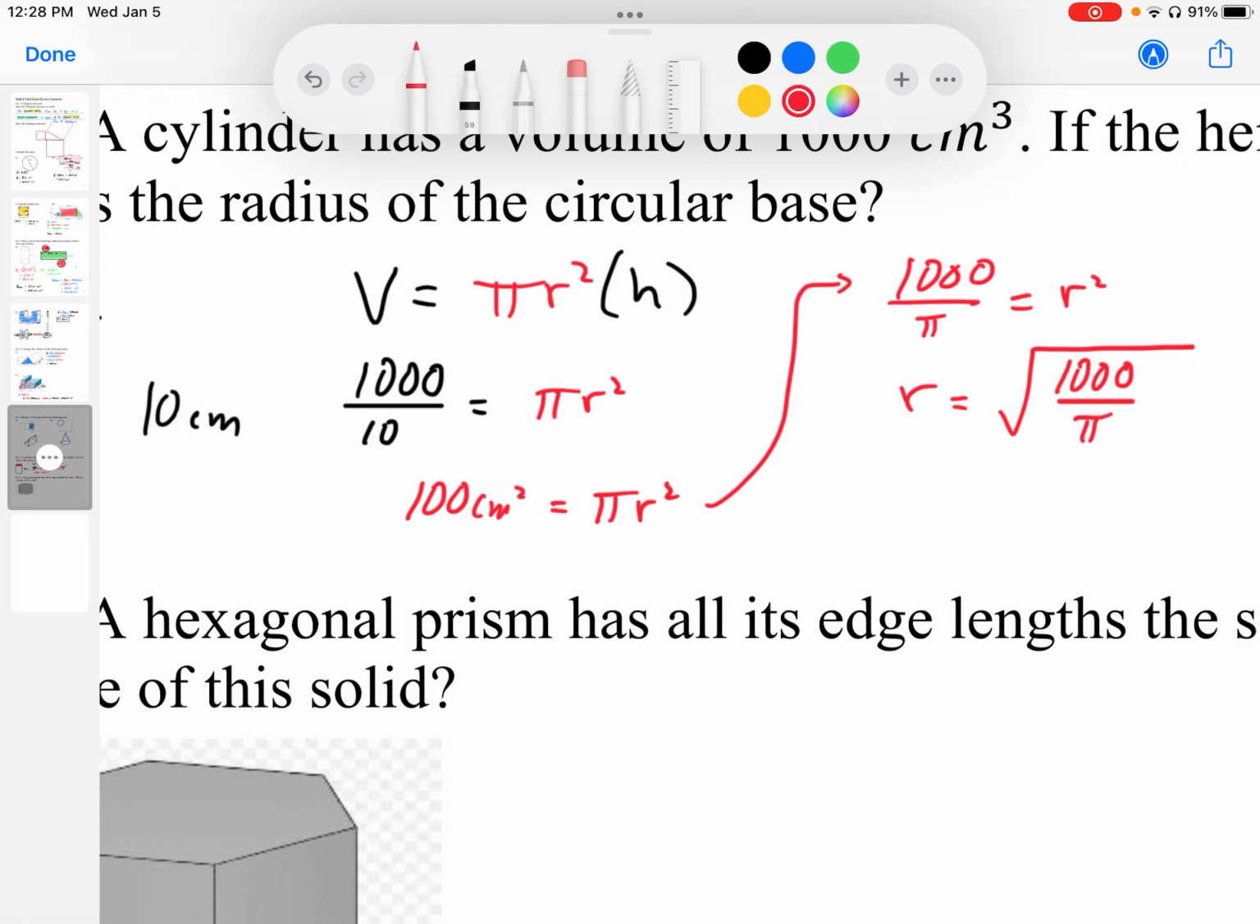When I get that radius, I have to plug that into my calculator, 1,000 divided by pi, and that gives me a radius of 17.84 centimeters. So 17.84 centimeters is my radius.